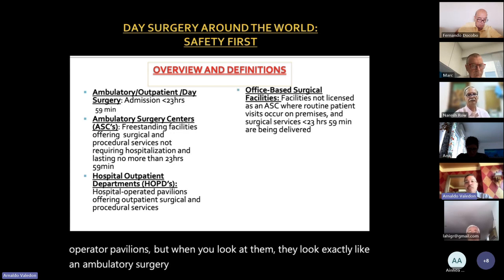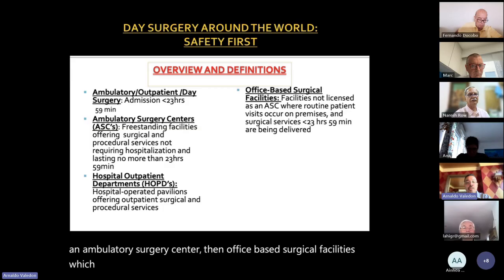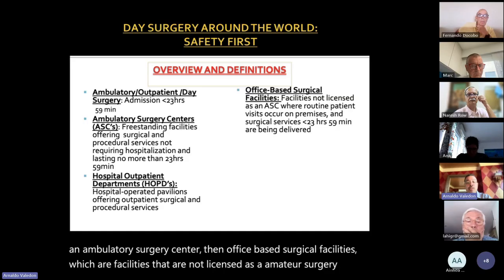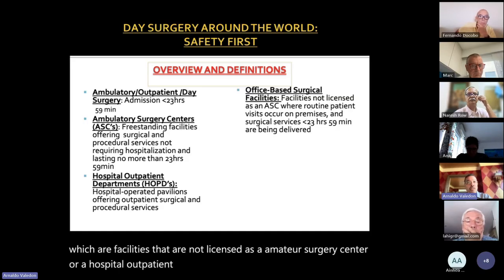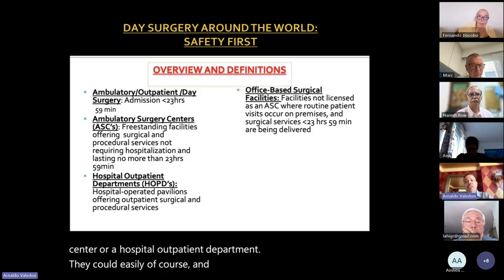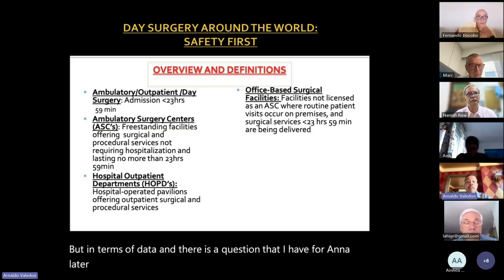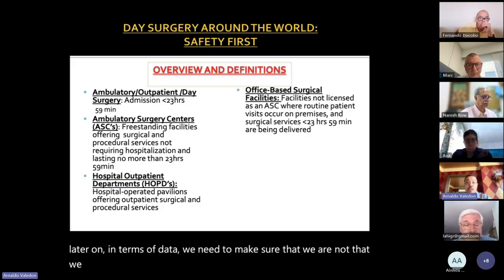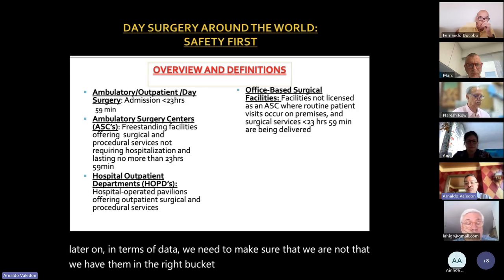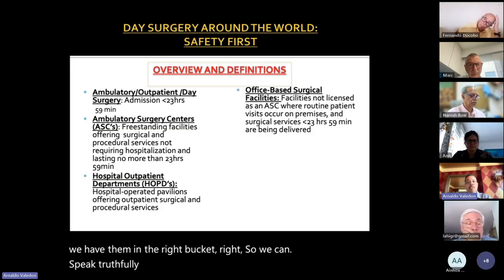Then office-based surgical facilities, which are facilities that are not licensed as an ambulatory surgery center or a hospital outpatient department. They could easily, of course, and typically are, freestanding facilities. But in terms of data, and that is a question that I have for Anna later on, we need to make sure that we have them in the right bucket, so we can speak truthfully, with evidence behind it, about outcomes.